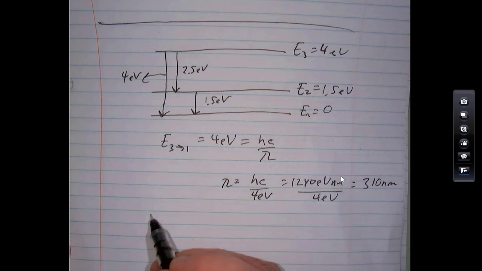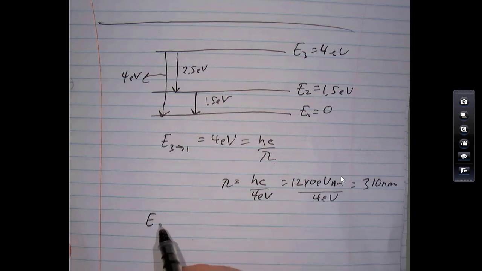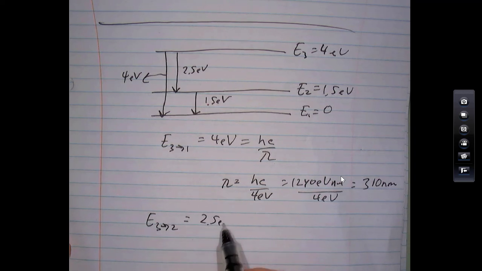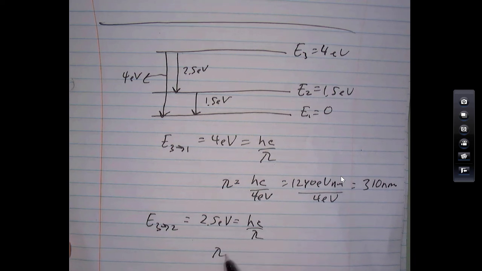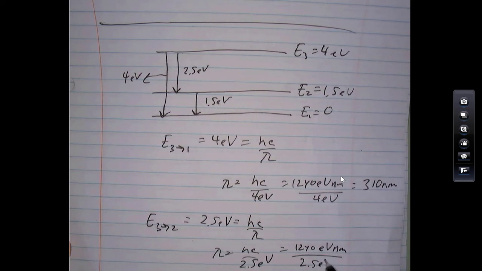Now when you go from, say, 3 only down to 2, that energy difference is 2.5 eV. So the energy, again, is hc divided by the wavelength. So then the wavelength is hc over 2.5 eV, just like we did on the previous problem. And again, if you use 1240 eV nanometers, this comes out nice and clean. The eVs cancel out, and you're just left with nanometers.